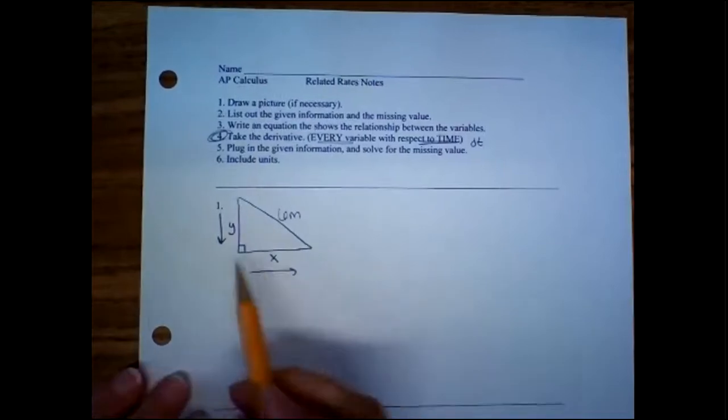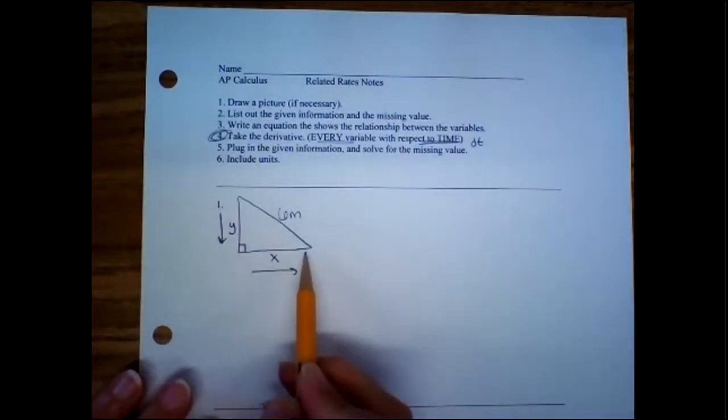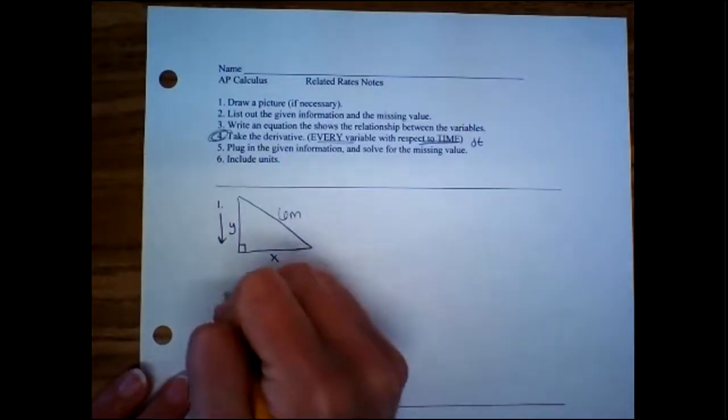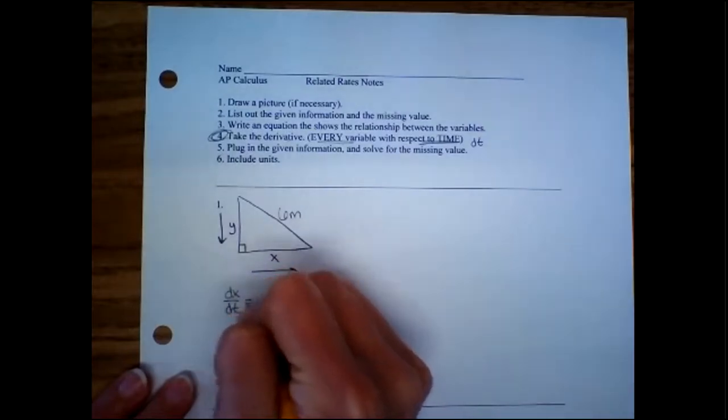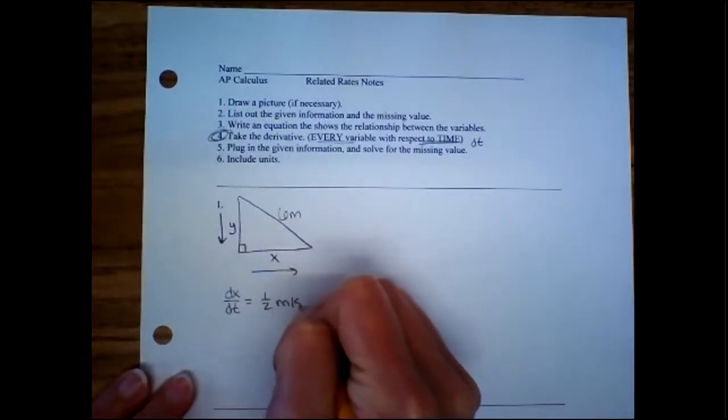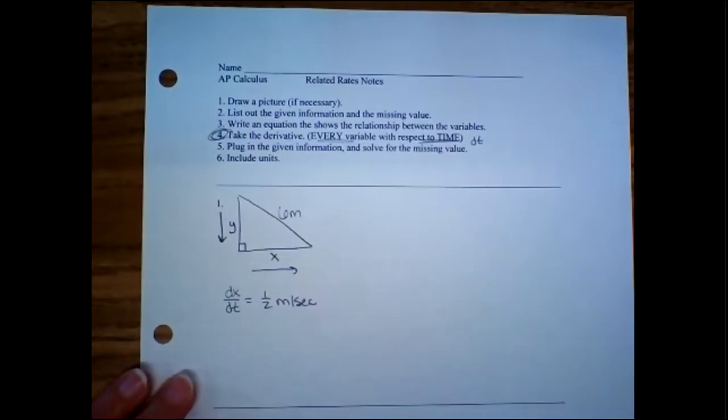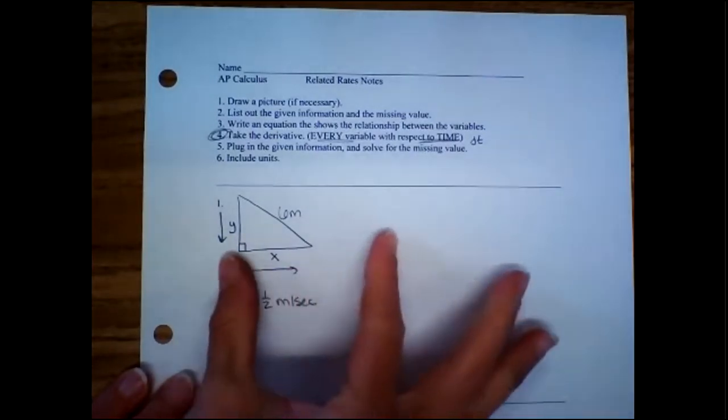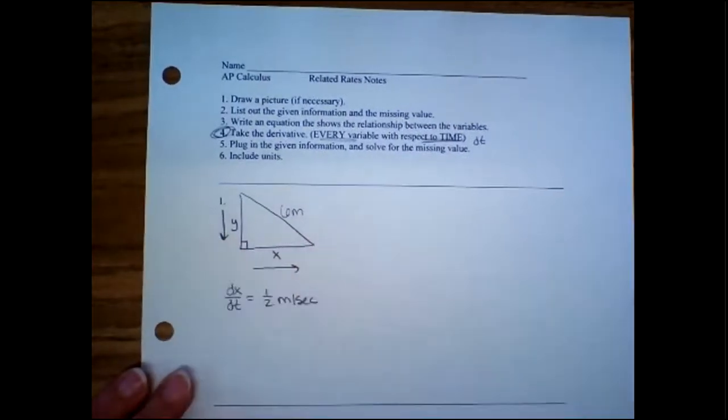All right, so it said that the bottom of it was being pulled out at 0.5 meter per second. We're going to label that dx/dt, and it would be positive half a meter per second because this distance of x is lengthening, it's growing, so it's a positive rate. Does that make sense? Getting bigger.